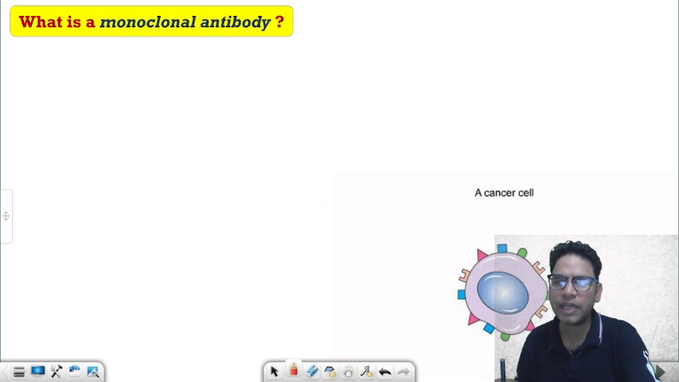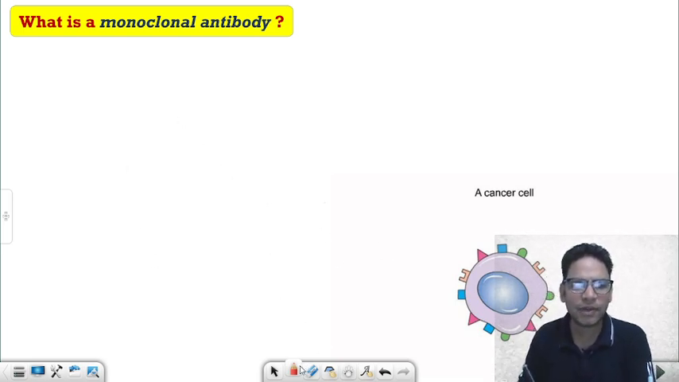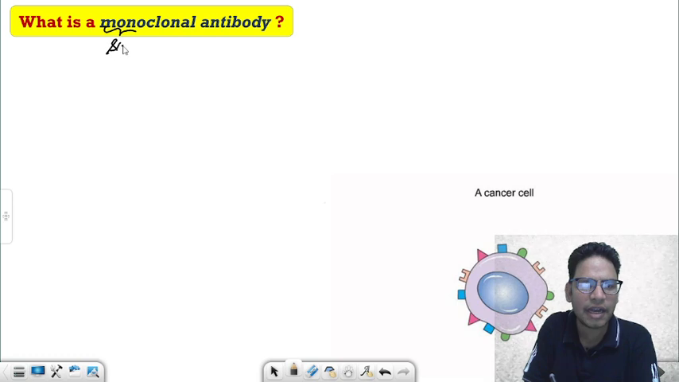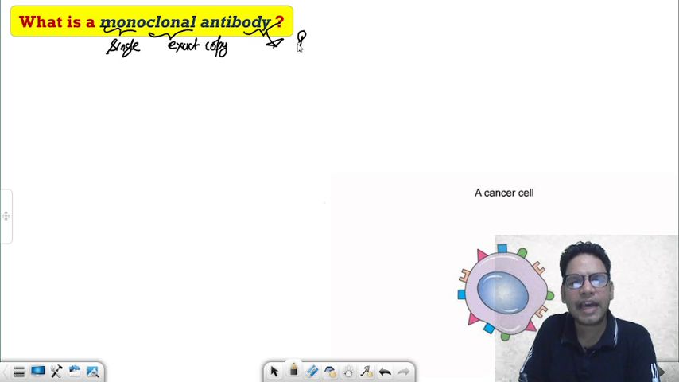So what exactly are monoclonal antibodies? This word is made up of two words actually. Mono means single, and clonal means exact copy. Clonal simply means exact copy. So antibodies are proteins.